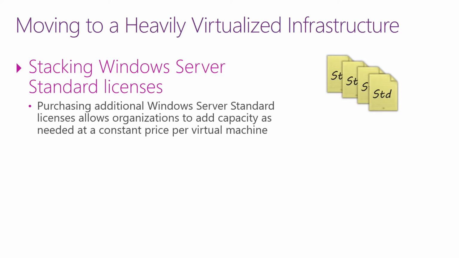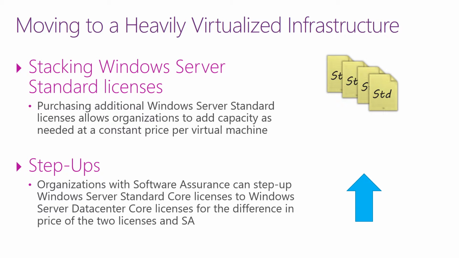Alternatively, if an organization has software assurance, then they are eligible to purchase step-up licenses. This means that if they have a Standard license with software assurance, then they can move to Datacenter Edition without having to buy brand new Datacenter licenses. They just pay the difference in price of the two licenses and software assurance.